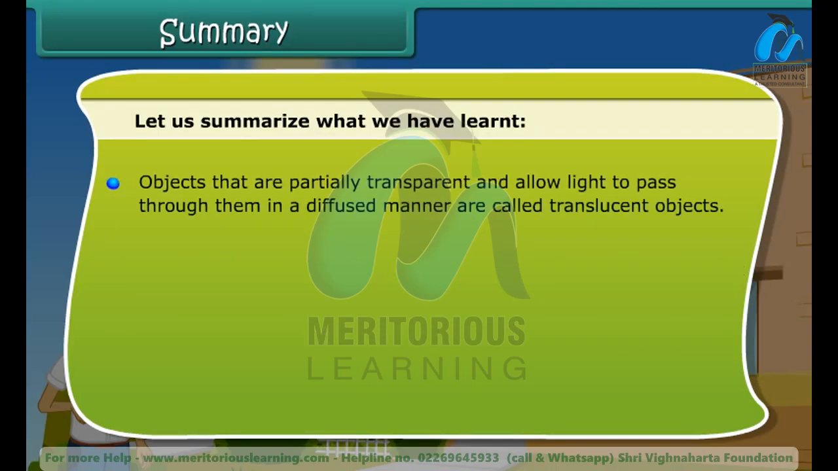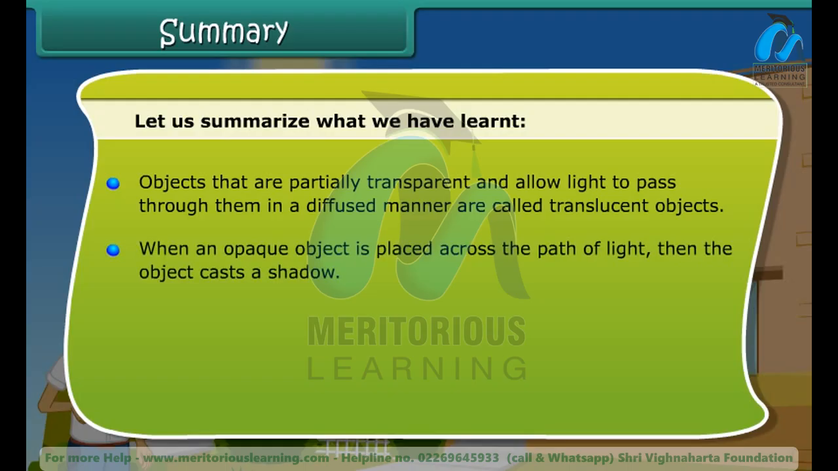Objects that are partially transparent and allow light to pass through them in a diffused manner are called translucent objects. When an opaque object is placed across the path of light, then the object casts a shadow.